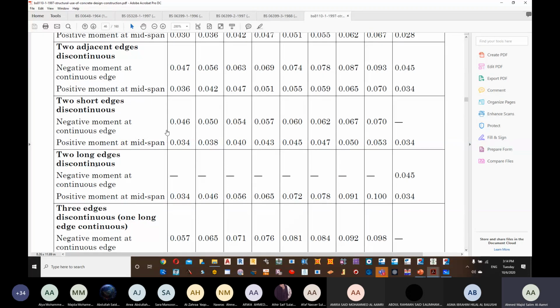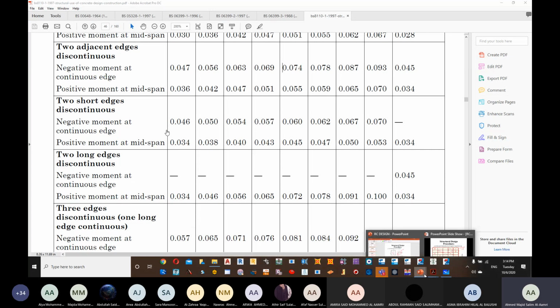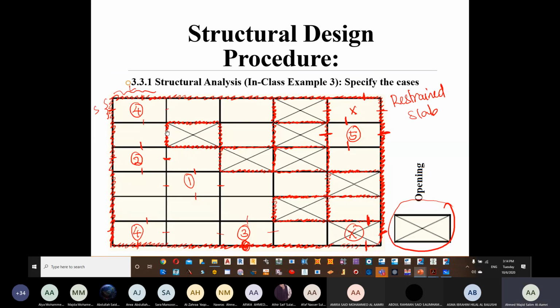Now going for two long edges discontinuous. We are going to see where two long edges are discontinuous. So can I go, for example, for this one, where you can see that this is discontinuous, this is continuous, or this is discontinuous, this is discontinuous, this is continuous, and this is continuous.